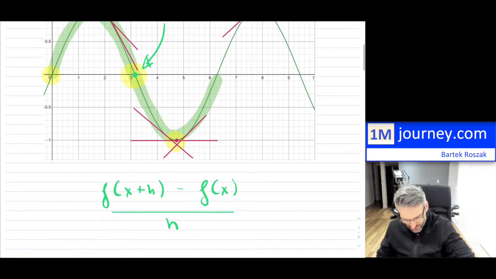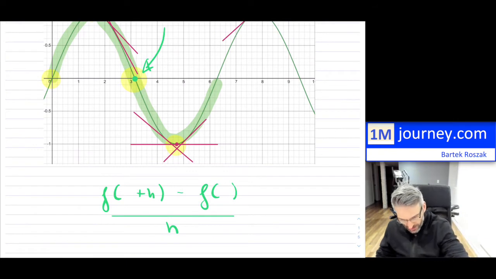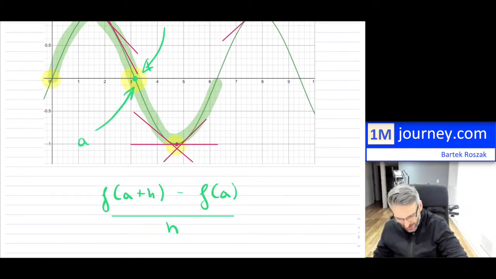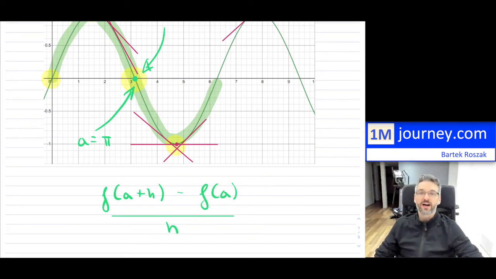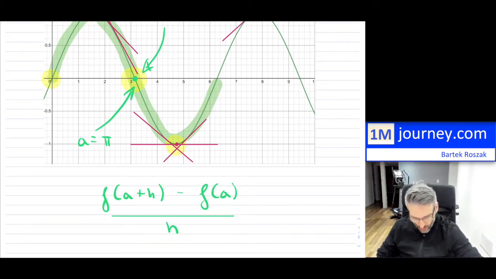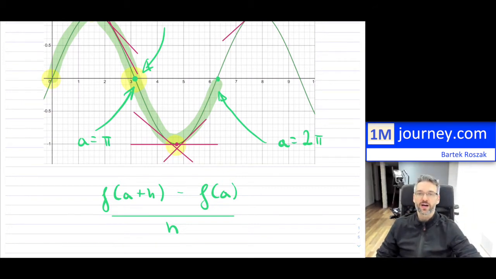Now for us, this x, we used to say, well, this is at some point a. So if this is your a, and a is equal to pi, you can certainly plug it in and find out what that would be. So if we wanted to find the instantaneous rate of change on the positive side, which would have happened at a equal to 2 pi, you can find that as well.